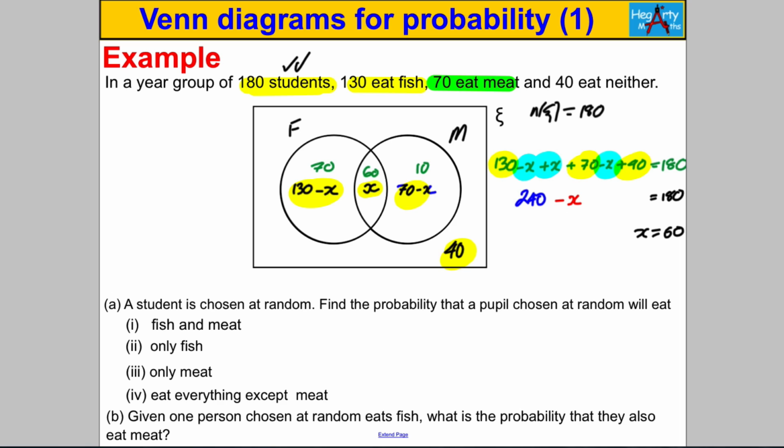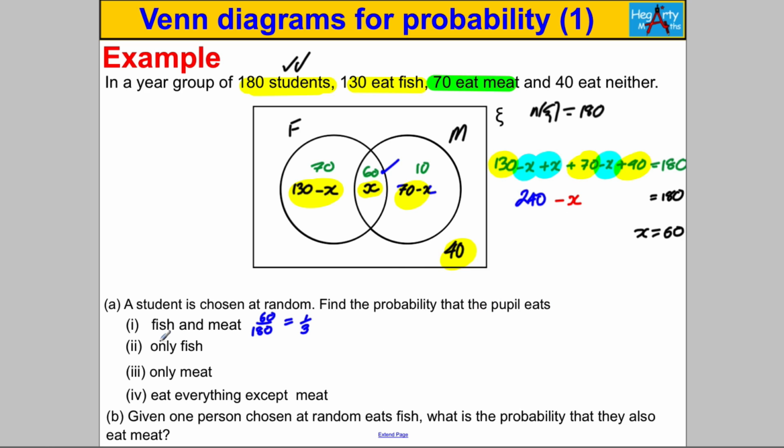Now we do have the Venn diagram in the way we want, and any question should be straightforward for us. So we're told a student is chosen at random. Find the probability the student eats fish and meat. Well, there are 60 students who eat fish and meat out of 180, and that simplifies dividing top and bottom by 60 to a third.